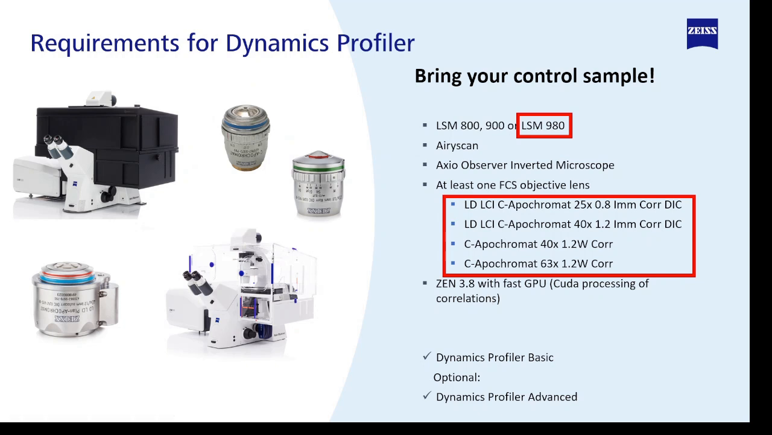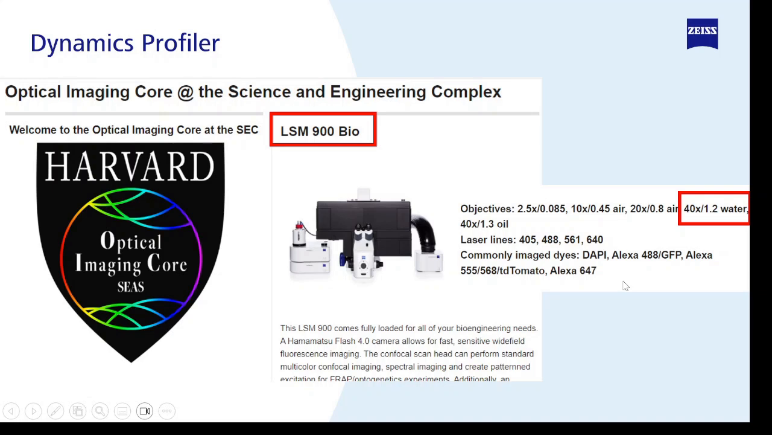Last but most important, I want to mention, at the HCBI main campus, you can choose the LSM 980 to do the molecular dynamic profiler. And remember to choose the FCS objective lens. And at the lab in Austin, you can choose the LSM 900 Bio to do the Dynamic Profiler. There is a 40x water objective.